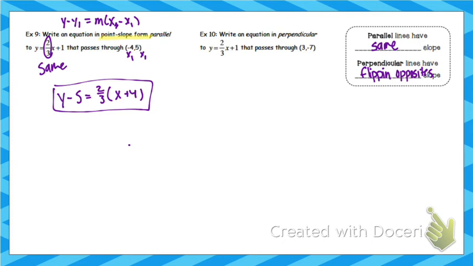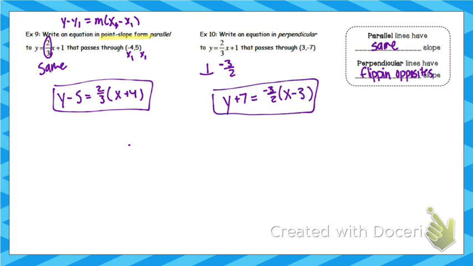All right, now we're going to find one that's perpendicular. So for a perpendicular slope, I flip the fraction, and it's the opposite sign. So -3/2 would be my perpendicular slope. So same formula, y minus y1, so y minus -7, so y plus 7, equals -3/2, x minus x1. And again, we don't need to multiply it out because it says to use point slope. Well, actually, it didn't say what form to use. So if you want to multiply it out, you can. But I'm going to use point slope because it's a little bit easier.